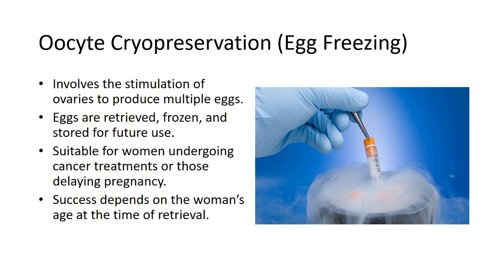Success rates of oocyte cryopreservation. The success of egg freezing largely depends on the woman's age at the time of egg retrieval. Younger women, typically under 35, have higher success rates in using thawed eggs to achieve pregnancy. The pregnancy rate also depends on the number and quality of eggs retrieved and frozen.